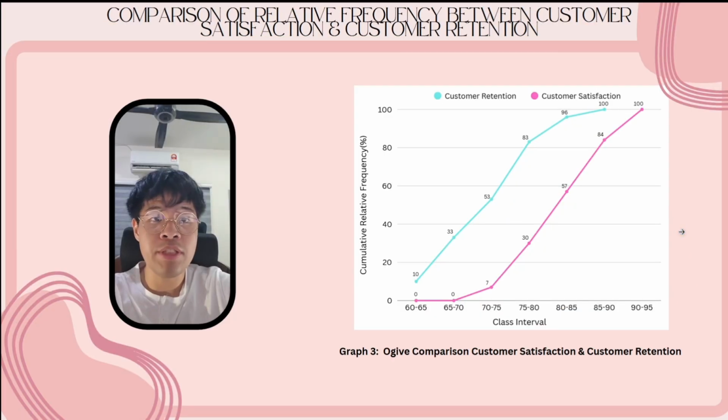Now the comparison of CRF between the two. So the blue line here is customer retention. It has a sharp rise in the start and then flattens, indicating a large portion of customers retain at a lower level, while the pink line is customer satisfaction. It rises more gradually. So this ogive confirms that satisfaction is spread out while retention is concentrated in lower intervals.